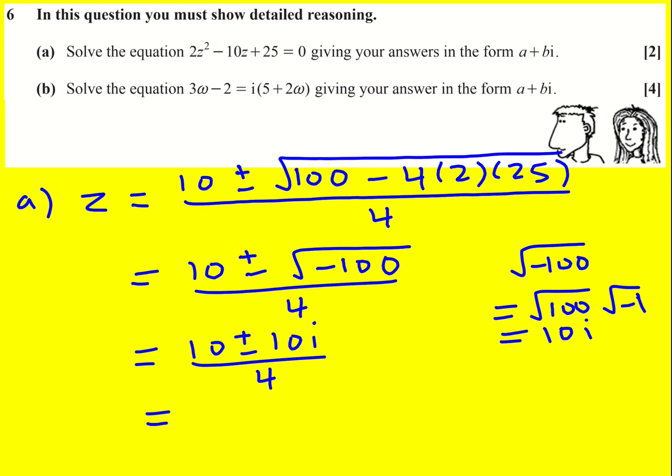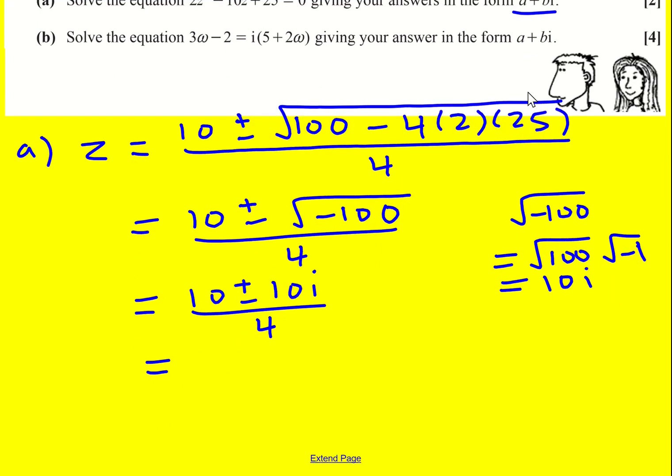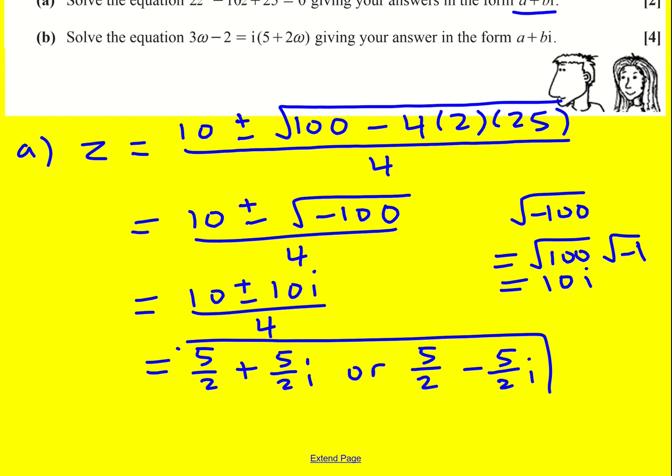Now we're nearly done, but it's asked us to leave it in this form, a plus bi. So I can write it as 10 over 4, or 5 over 2 if I'm simplifying it. Then it's going to be 5 over 2 plus 5 over 2 i, or 5 over 2 minus 5 over 2 i. So that's our answer to the first question.